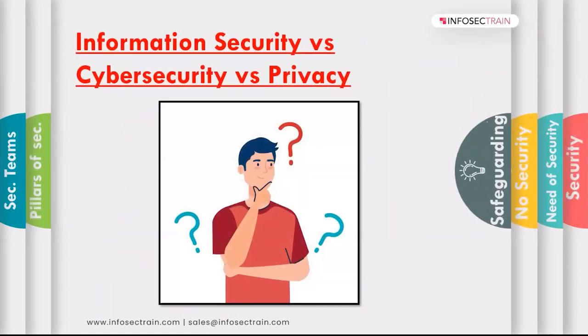Great. So when we are talking about security, we have information security, we have cyber security, we have privacy. Three things. So what are cybersecurity, information security, and privacy? Let's talk about cybersecurity first, because we have heard about cybersecurity a lot. Wherever someone is there, they say we are in cybersecurity. So what is that cybersecurity?